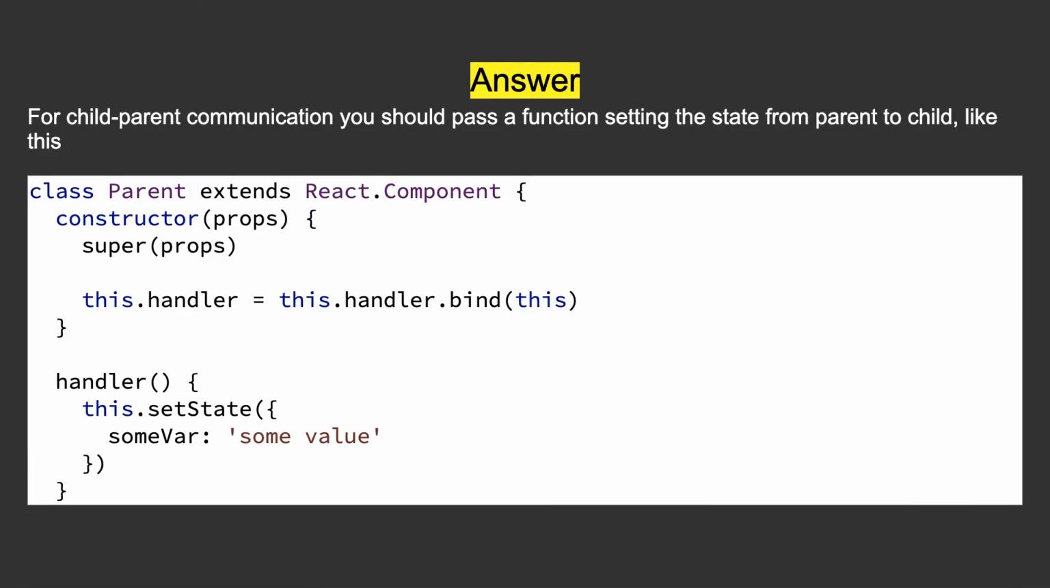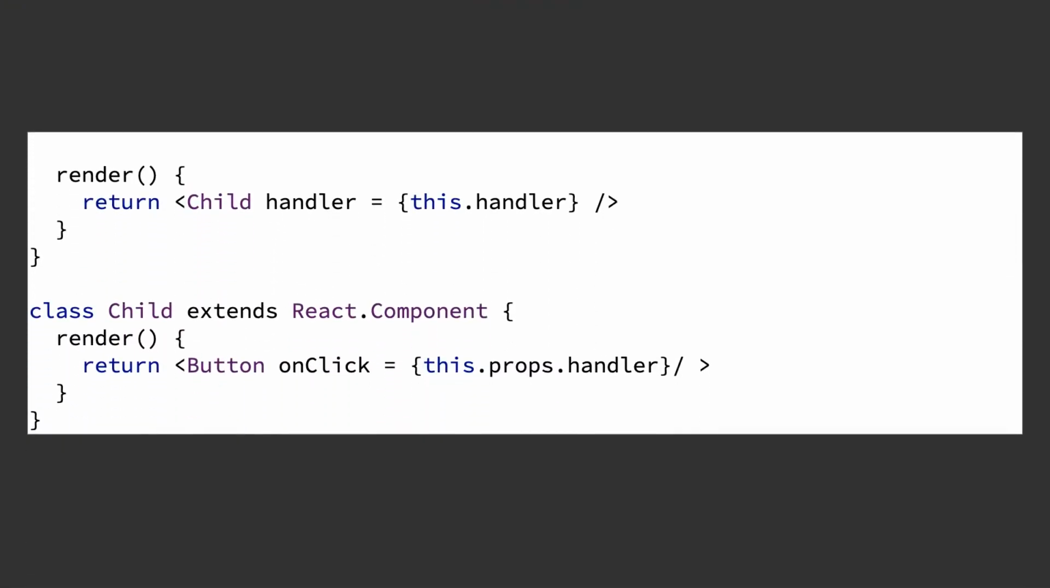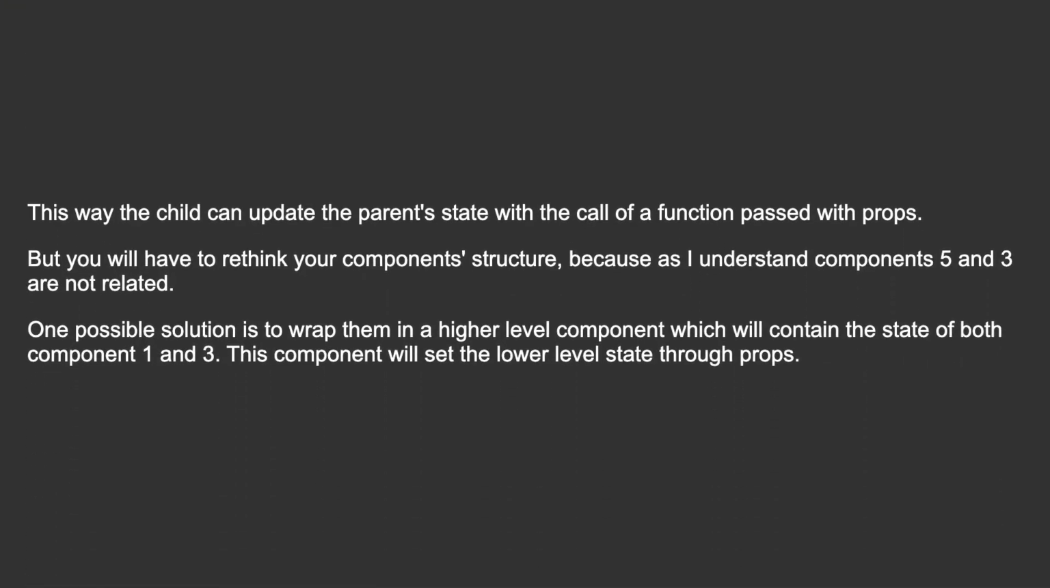For child-parent communication, you should pass a function setting the state from parent to child, like this. This way the child can update the parent state with the call of a function passed with props.